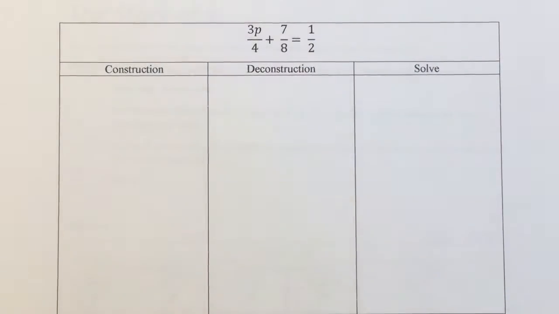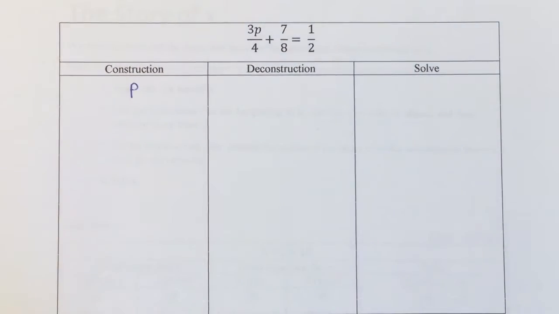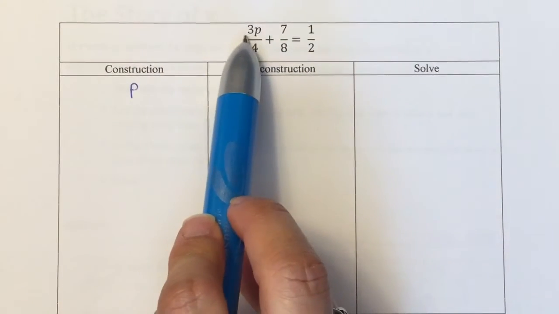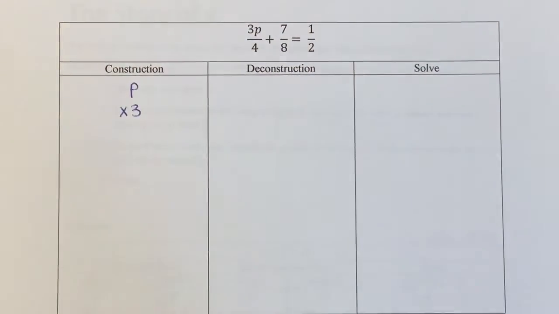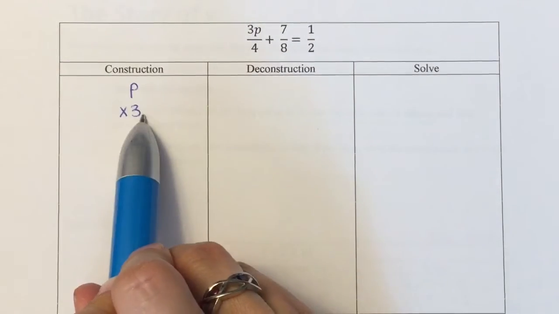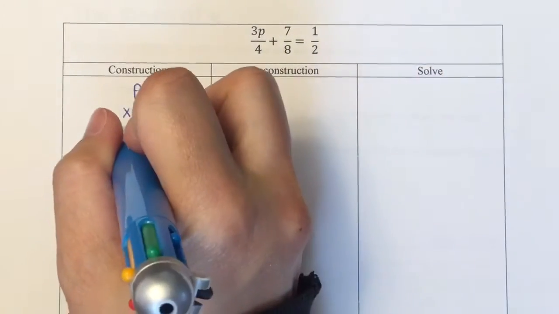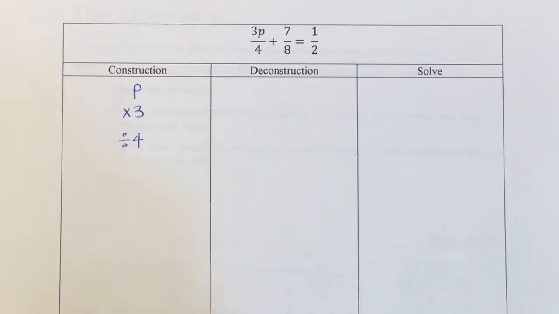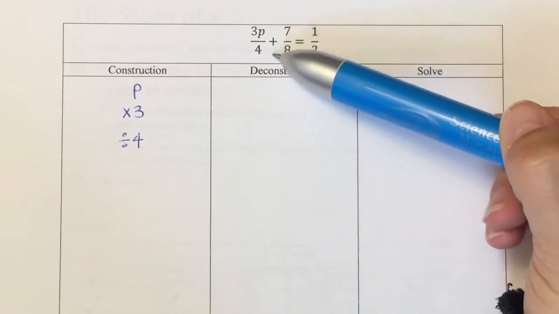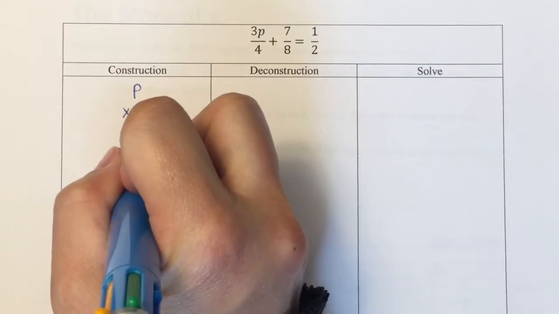So here we're using the variable p. For construction, what's the first thing that's happening to p? It's being multiplied by 3. I'm just going to make it a lot easier to write. The next thing that happens to 3p, the closest thing, is we are dividing by 4. And the next thing that's happening to p, oh, look at this, we are adding 7/8.